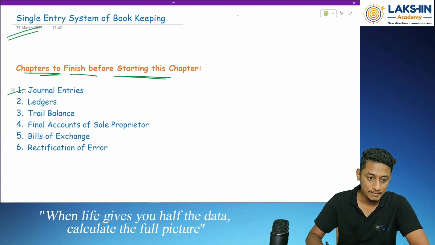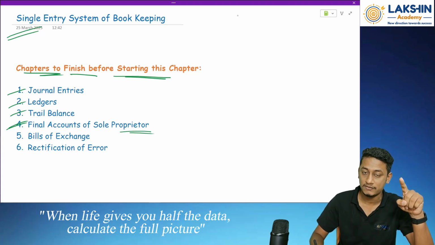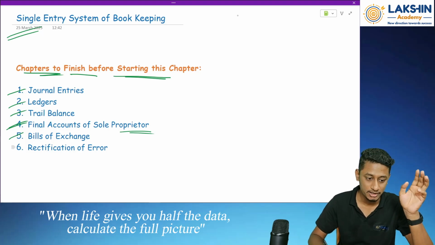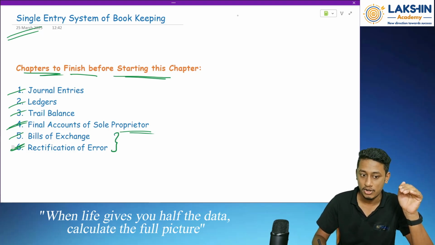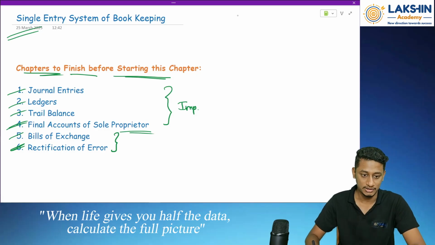So what are the chapters? Journal entry, ledgers, trial balance, final accounts is a must, because most of the questions are based on the final accounts part of the sole proprietor only. Then we have bills of exchange, might be required, might not be required. Then rectification of errors, this also. These two might not be so important, but the remaining four chapters are really important to be covered before starting this chapter. Remember this. So let's start.